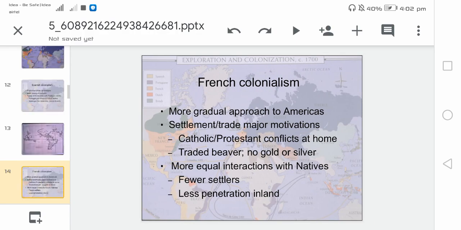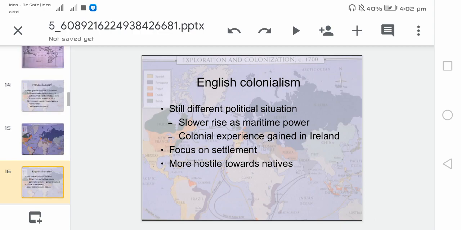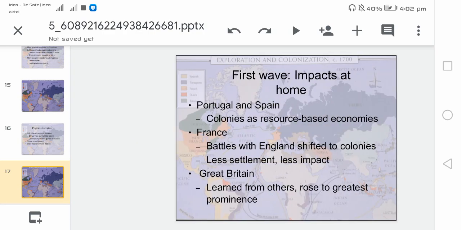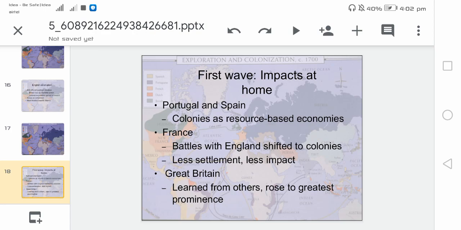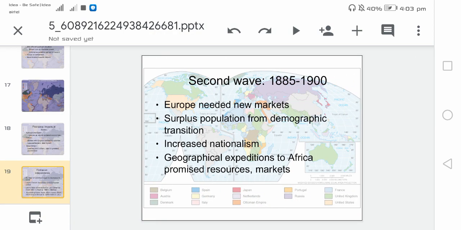Now the French colonization: how they progressed and how things changed accordingly. Different aspects of the French are shown here. And now comes the English, the most influential one, and how they colonized the world and their impact throughout the colonization process in these years. The first wave here is covered in detail: Spain, Portugal, France, and Britain all had their role in their respective parts of the world, and Latin America was also influenced.